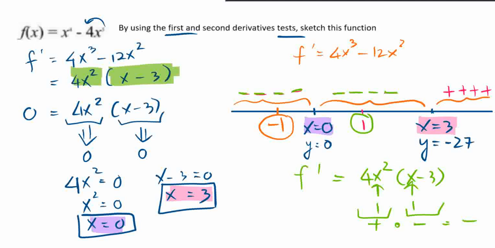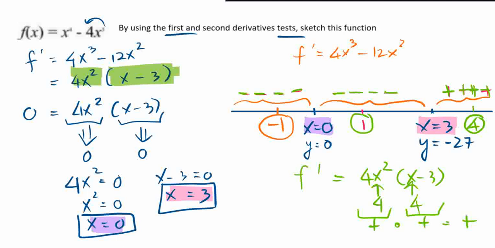Now the third segment is x greater than 3. Let's check it out. For x greater than 3, we can take 4. Let's take 4 in here. So 4 squared is positive times 4 is positive, so this is positive. 4 minus 3 is 1, which is positive, and positive times positive is positive, so this segment will be positive. That is how we test the first derivative.